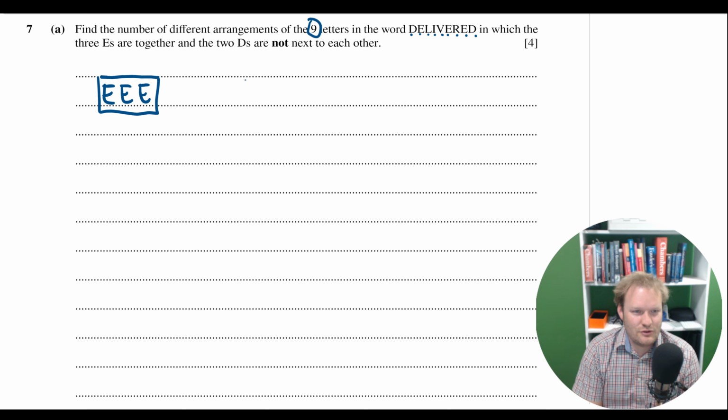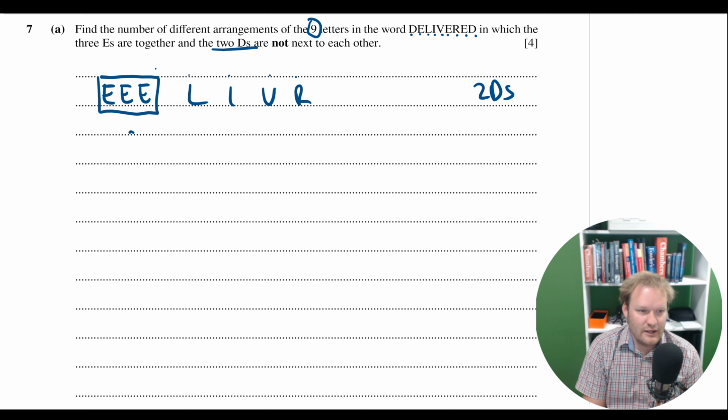Now, we want to do everything except the D's. So we've got an L, an I, a V, and an R. There are 4 others, and what we haven't got quite yet is the 2 D's. So we've got these 5 objects, and we're going to place them where order is important. So we've got permutations: 5P5, or 5 factorial.